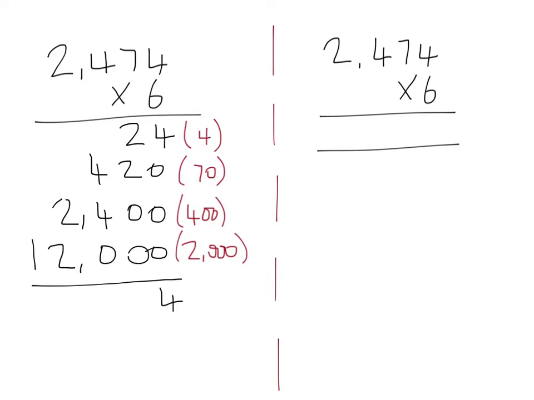I have 4 units. If I add 2 tens and 2 tens, I've got 4 tens. I've got 400 and 400, which would give me 800. 2,000 plus 2,000 is 4,000, and the 10,000 is untouched. So my final answer is 14,844.